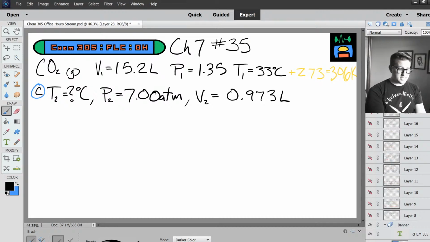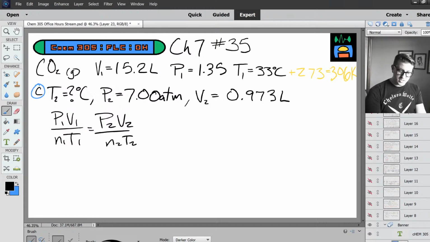All right, so again, this is the combined gas law. P1 V1 over N1 T1 equals P2 V2 over N2 T2. Now they haven't mentioned moles, so moles cancel. All right, and we want to find our final temperature, so we need to get it out of our denominator.